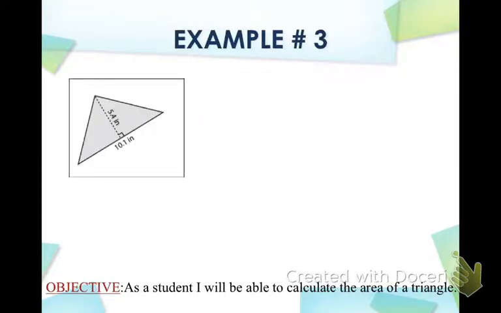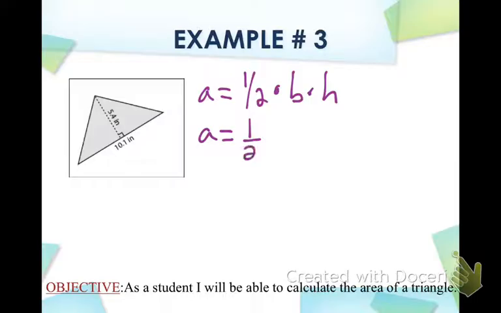Alright, example number 3. Once again, our formula for this one is area equals 1/2 times the base times the height. Man, Mr. Williams was trying to do a rectangle that time. That wouldn't work. Here we go. Area equals 1/2 times, this is our base down at the bottom, 10.1. And the next one is our height, which happens to be in the center.